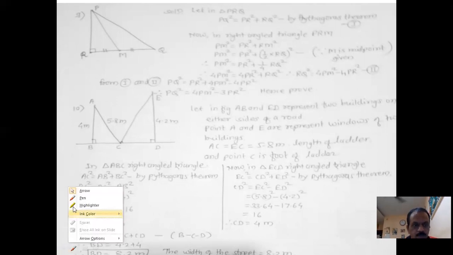Now AC is equal to EC is equal to 5.8. That means this is a ladder, which touches at point C, the foot of the ladder. A is one window and E is the other window. The height of the first building is 4 meter whereas the height of the second building is 4.2. Now we solve this using the Pythagoras theorem. In the first triangle, ABC is a right angle triangle in which we find the segment BC.